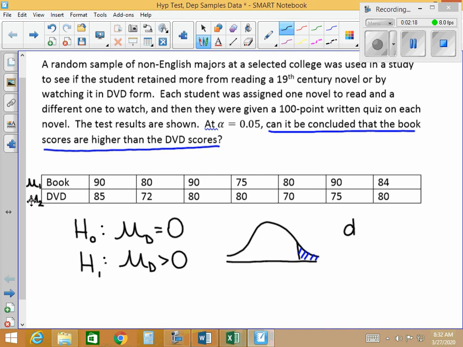We know that our degrees of freedom are 1 less than the sample size. And if we count across, we have 1, 2, 3, 4, 5, 6, 7 pairs of data. So degrees of freedom would be 6 here. If we check for degrees of freedom 6, alpha equals 0.05, and we have a right-tailed test, which is one tail, that tells us this t-score for our rejection region is 1.943.